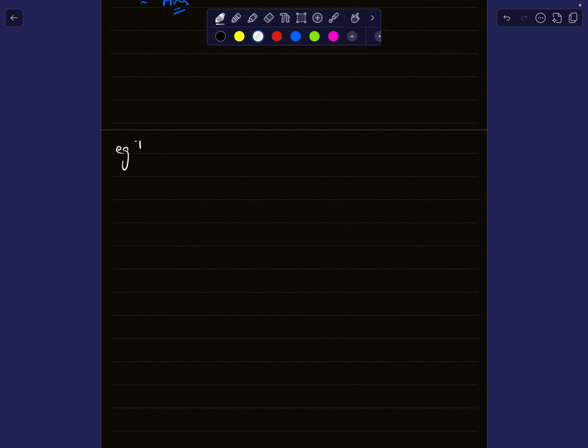The first being, let's say, integration of 10x with limits pi and 2. The first step is to integrate 10x, and we end up with 5x squared. The limits are pi and 2. So start off with substituting pi and subtract the lower limit, that is 2.